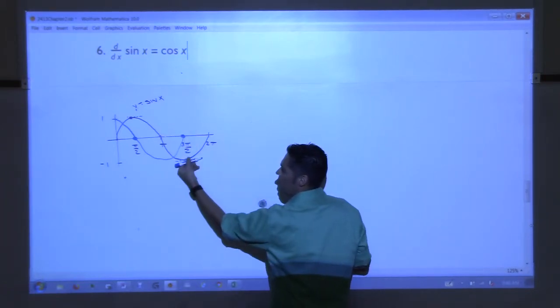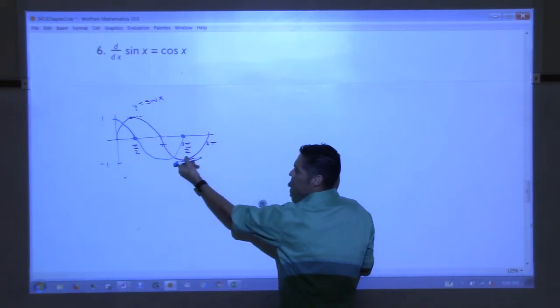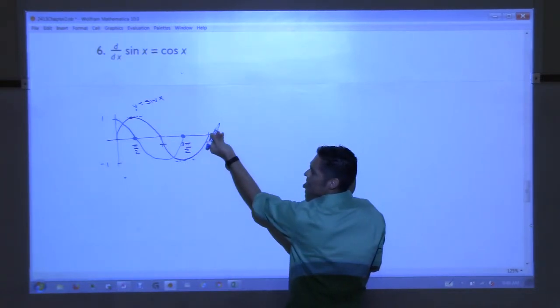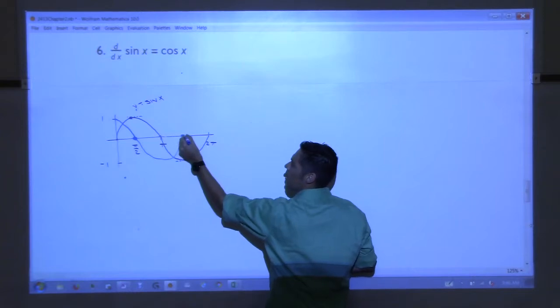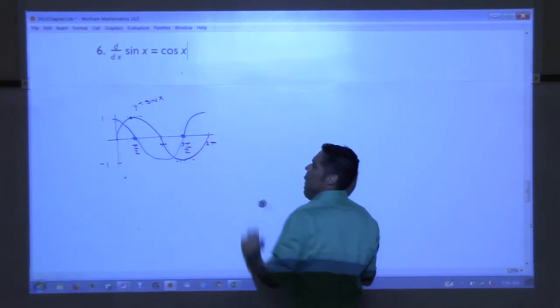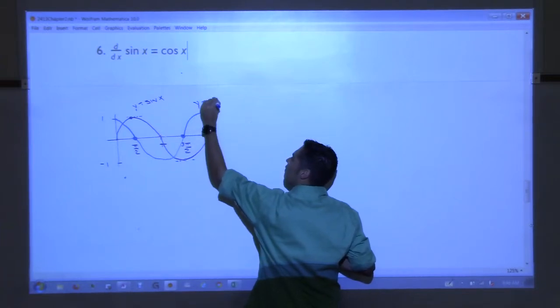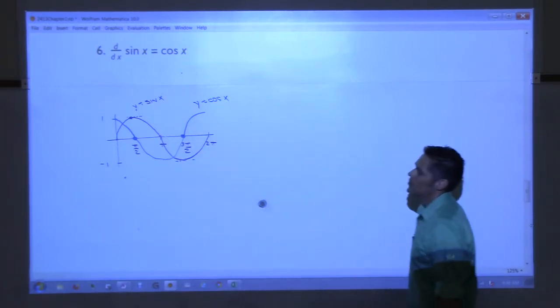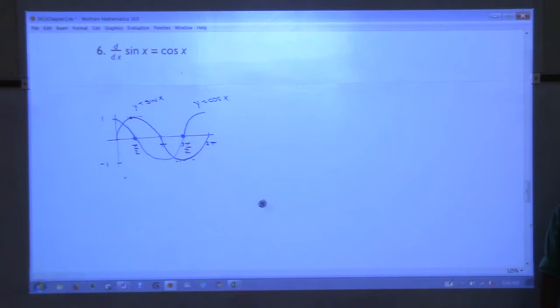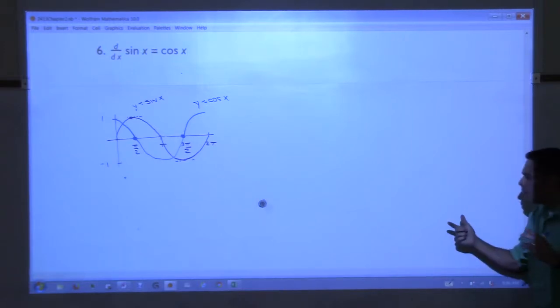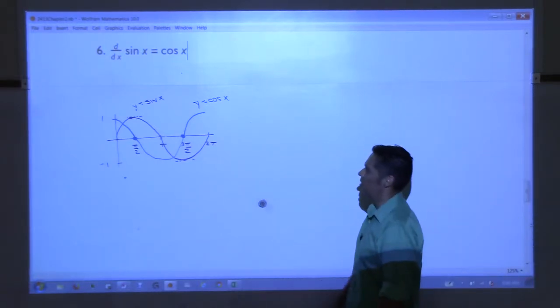And then once I go to the right of this, small positive until I get to a slope of 1 again. So small positive until I get a slope of 1. And that's your cosine. That's cosine x. So amazingly, the derivative of sine is cosine. The derivative of sine is what? Cosine. All right.